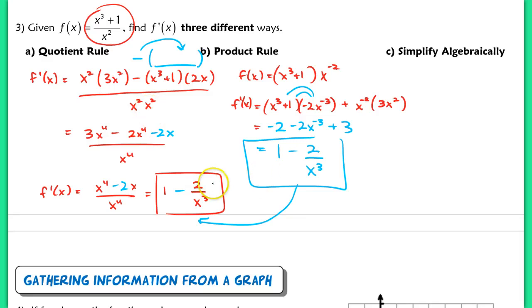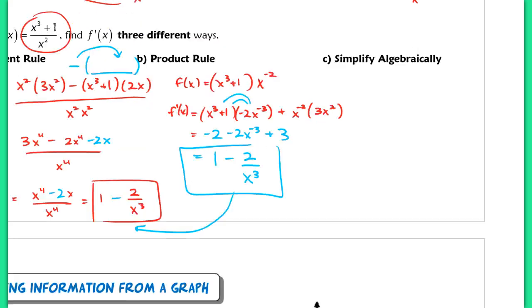So all right, we found the same derivative, and now let's work on simplifying algebraically first and then finding the derivative. Okay, so here if we take our function and try to simplify this, x cubed plus 1 over x squared is the same as x plus 1 over x squared. Now if we differentiate that, that's actually a lot easier for us than using either the quotient or the product rule. And like I said, you want to find efficient ways of finding the derivatives of functions.